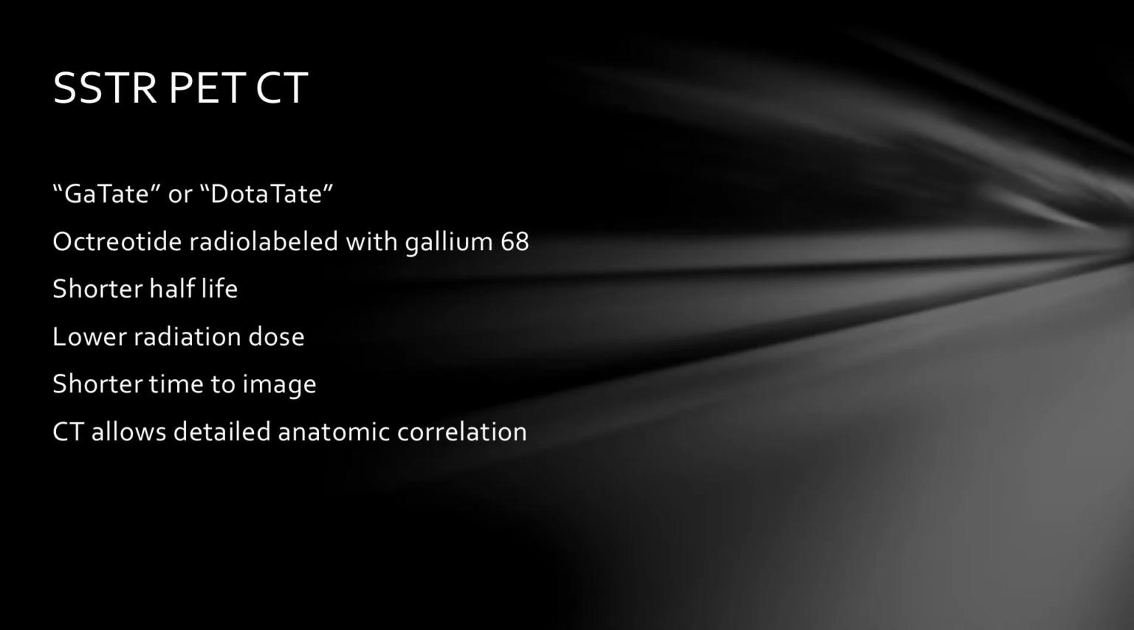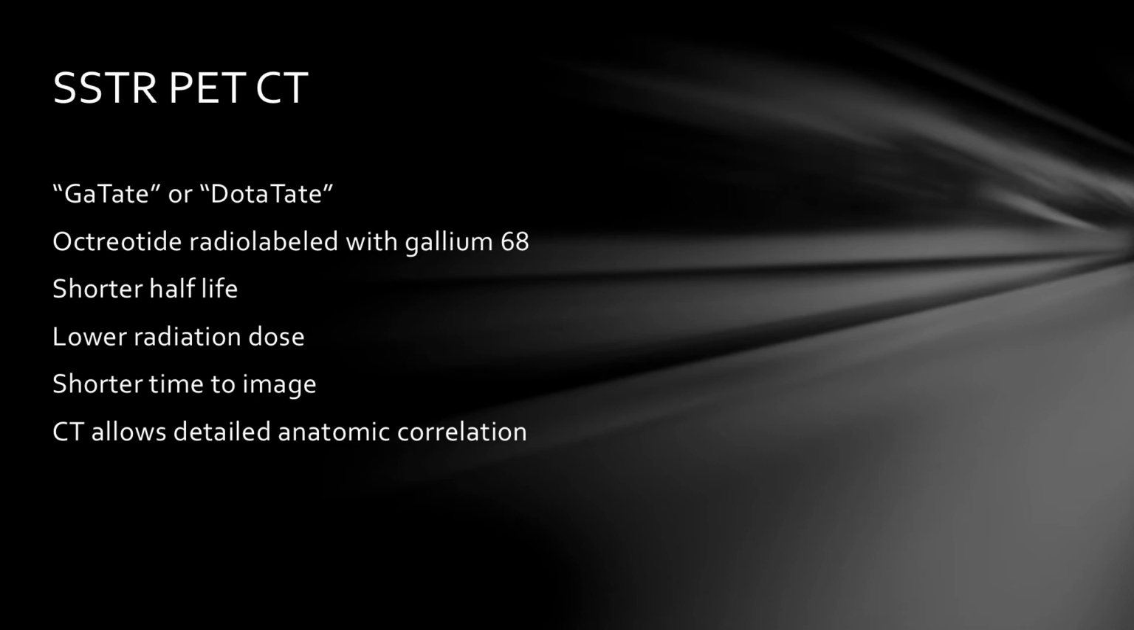That octreotide scan has largely been replaced by PET-CT, which is the new gold standard for imaging of neuroendocrine tumours. It's proven to be more accurate than conventional imaging, including octreotide, SPECT-CT, and contrast-enhanced CT. Rather than indium-111, we use something called 68 gallium dotatate, sometimes called GAT8.